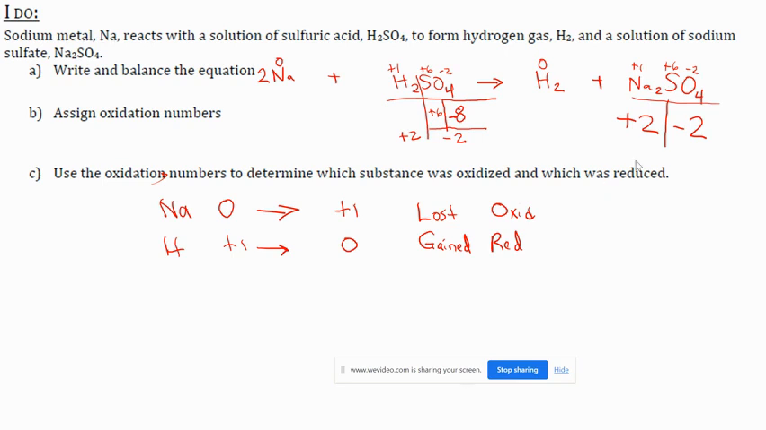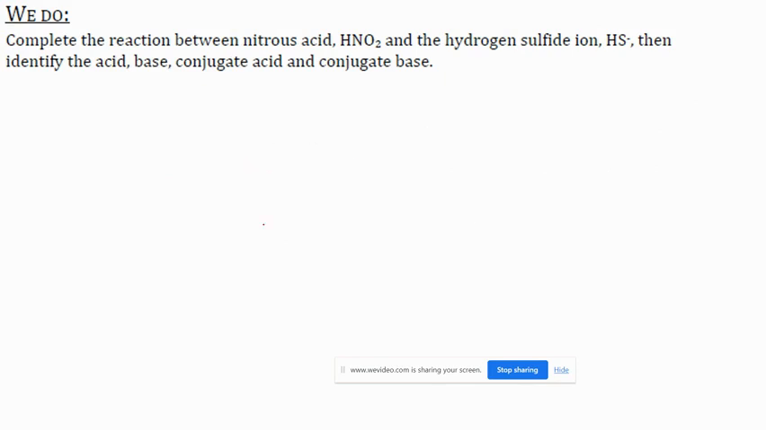Still got time. All right. Reaction between nitrous acid. Oh, this is an easy one, guys. And hydrogen sulfide. Oh, wait. It's ion, though. Okay, so this is going to become NO2- plus H2S.